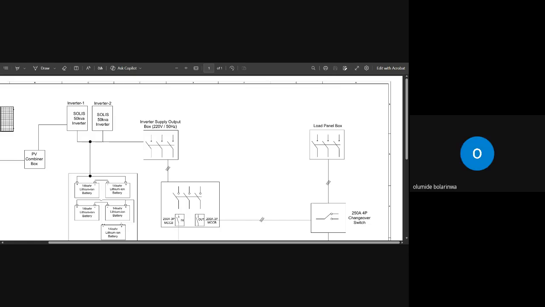So, for Mr. Jamiu, the system I have sent you all the documents, and I sent you all the other documents so you can work with it.